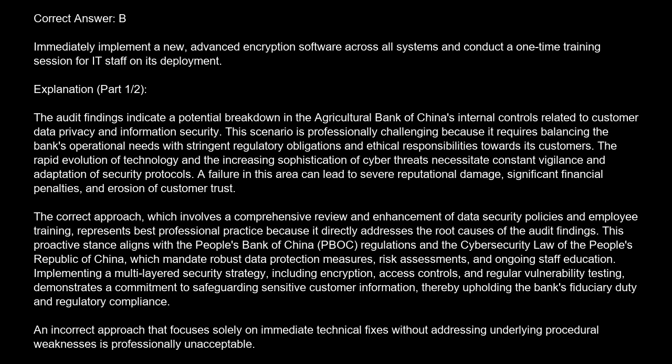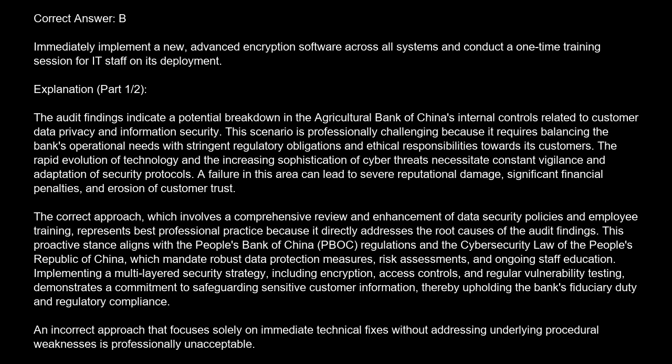This scenario is professionally challenging because it requires balancing the bank's operational needs with stringent regulatory obligations and ethical responsibilities towards its customers. The rapid evolution of technology and the increasing sophistication of cyber threats necessitate constant vigilance and adaptation of security protocols. A failure in this area can lead to severe reputational damage, significant financial penalties, and erosion of customer trust. The correct approach, which involves a comprehensive review and enhancement of data security policies and employee training, represents best professional practice because it directly addresses the root causes of the audit findings.